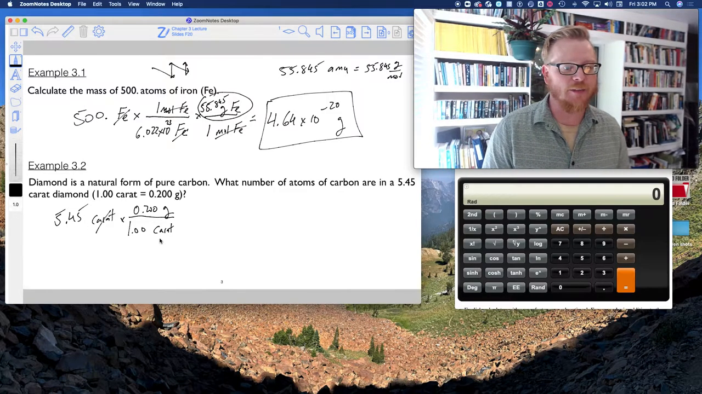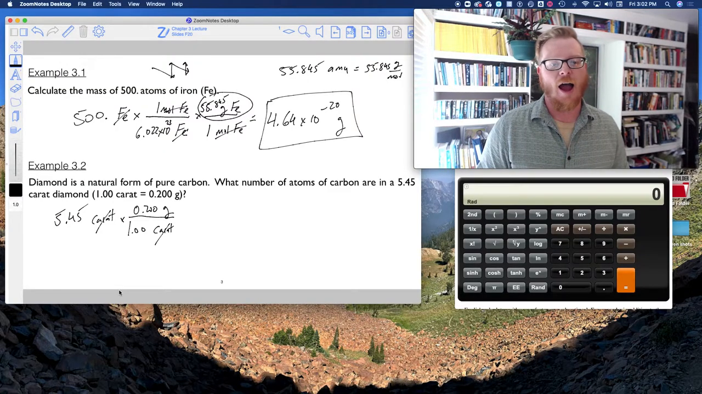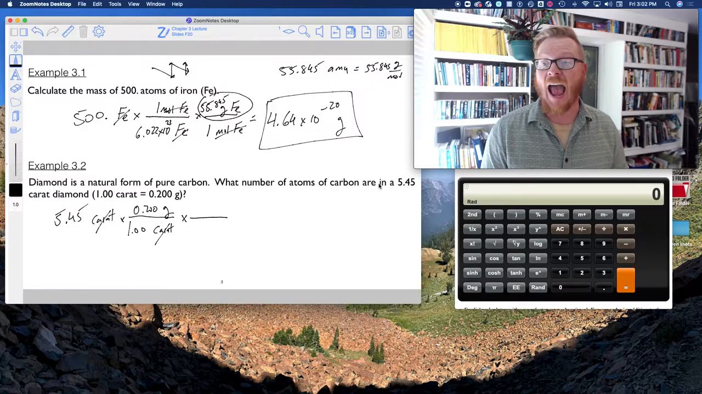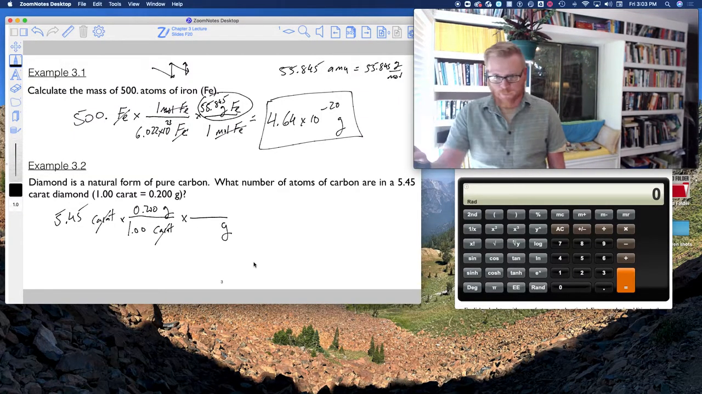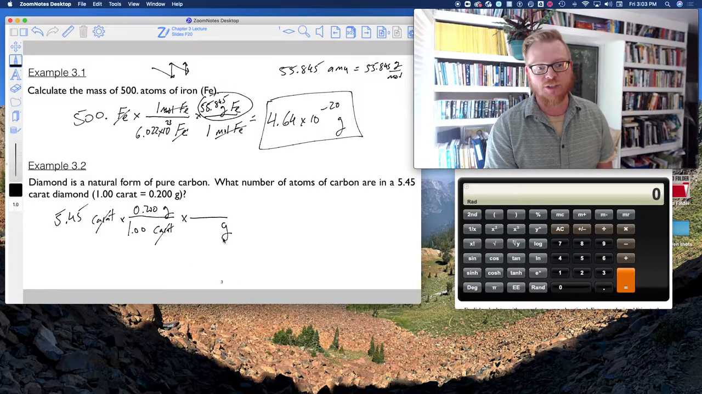All right. So that allows me to cancel the carat and the carat. And now if I were to just do this calculation, I would see that a 5.45 carat diamond is 5.45 times 0.2. That would give me the mass of that stone. Okay, but it asks me what number of carbon atoms. So I've got to keep it going. And on my next line, automatically, before I even really know confidently what I'm going to put, I'm going to put a G down there because I know I have to make this G and this G cancel.